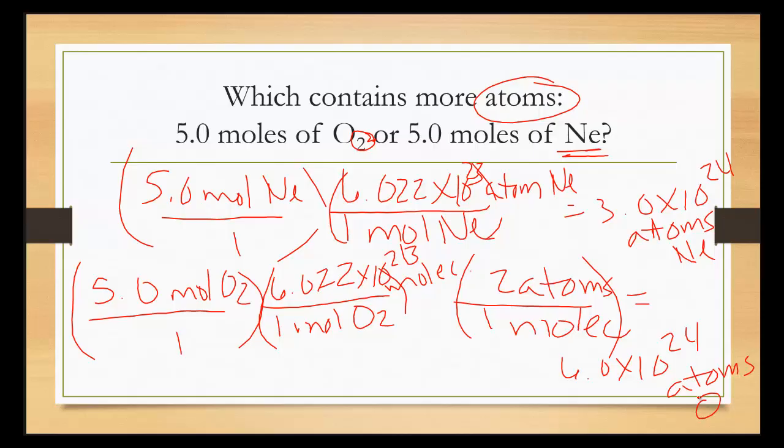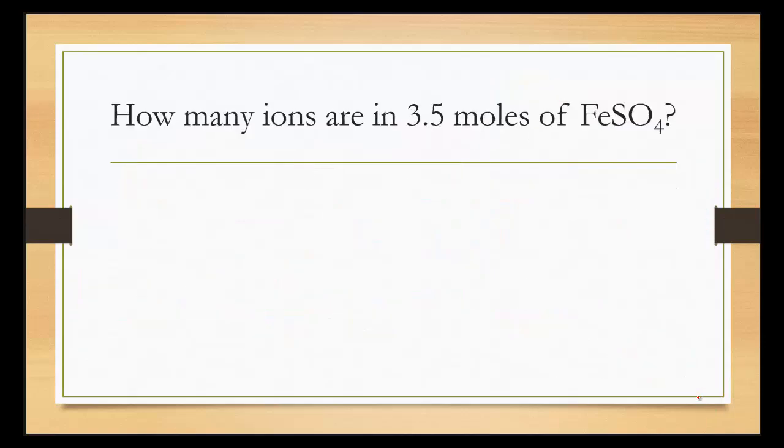We're going to do one more example of this just to make sure you understood this last one. How many ions are in 3.5 moles of FeSO4? You'll notice that FeSO4 has more than 1 atom. So therefore, the representative unit here is the formula unit. I know it's a formula unit because it's an ionic compound, because Fe is a metal, SO4 is a polyatomic anion. So if I were to break this down, iron would be my positive ion, SO4 would be my negative ion, my anion.